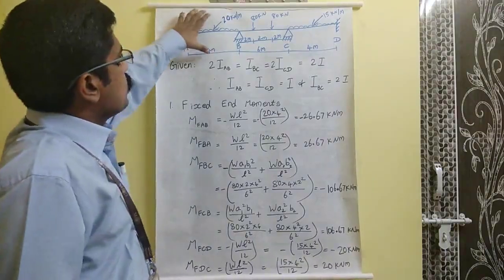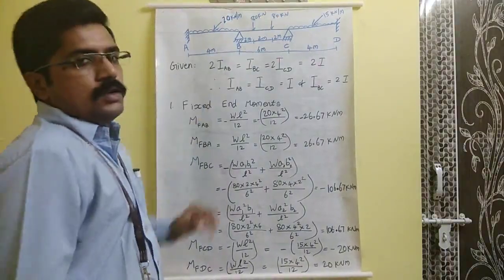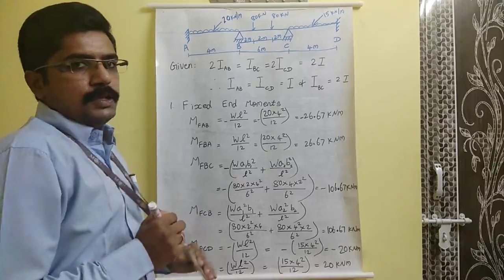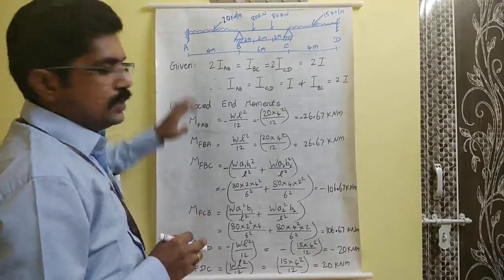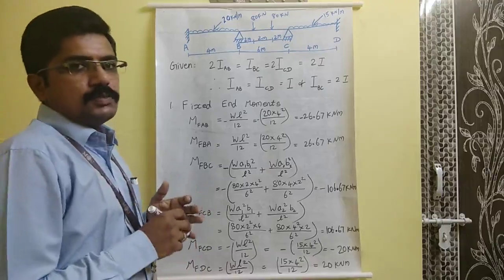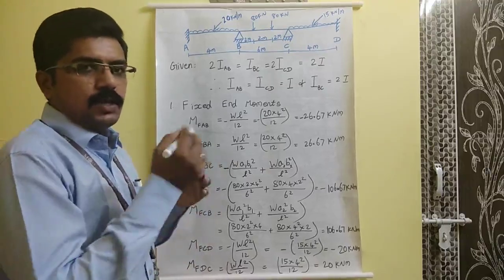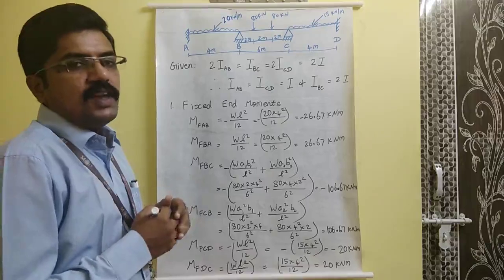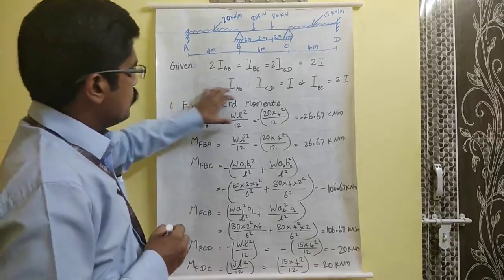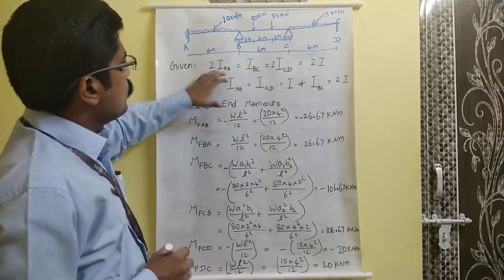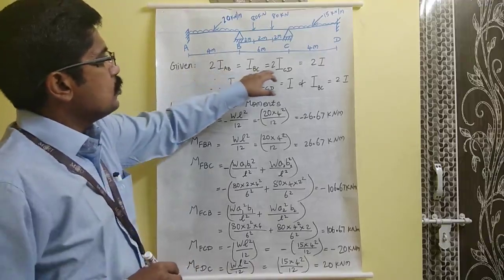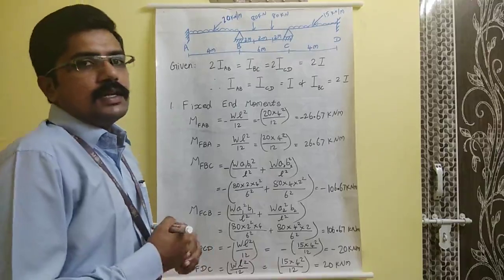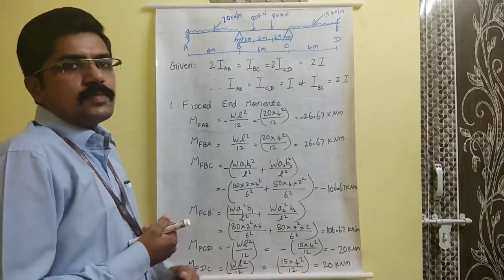Here I have drawn the beam which I have shown in the PPT. Now we are going to solve the problem. So what is the first step? First we need to calculate the fixed end moments, as I have already explained in the procedure for continuous beam. Before that, they have given the condition that 2IAB equal to IBC equal to 2ICD equal to 2I. That is, they have given the stiffness.